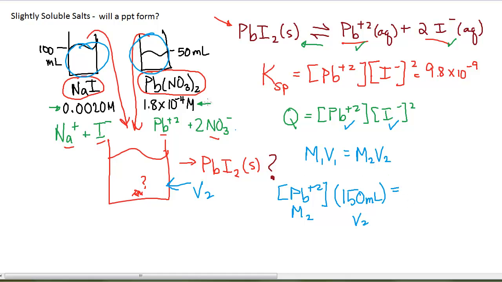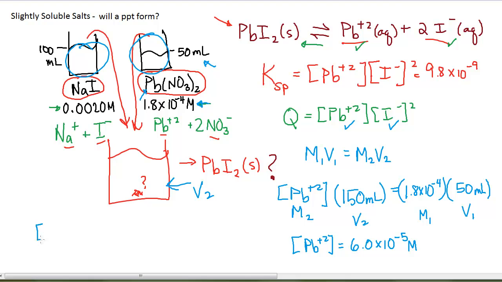So my V2 is 150 milliliters, because once I dump these two beakers together, I'll have 150 milliliters. My M1 is the molarity of the lead ion that I dumped, my 1.8 times 10 to the minus 4. Again, be a little careful of your stoichiometry. If I'd been interested in the nitrate ion concentration, it would be 2 times 1.8 times 10 to the minus 4 because of the stoichiometry. And my V1 is the volume that that lead ion solution is. It's my 50 milliliters. And so the concentration of lead ion that goes into my Q calculation is 6.0 times 10 to the minus 5.